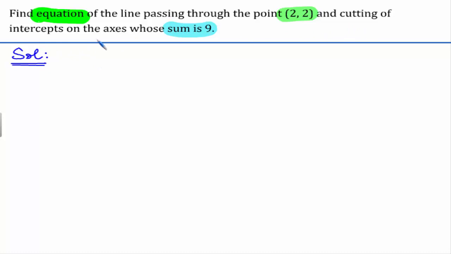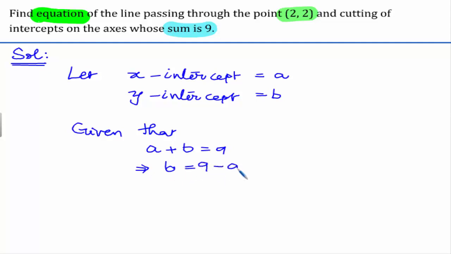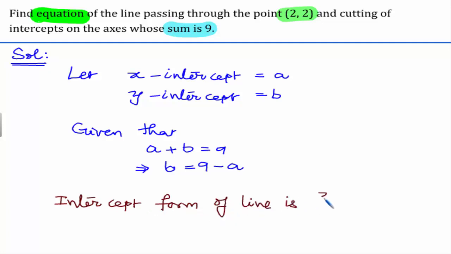Now, as the given sum of the intercepts is 9, let the x-intercept be A and the y-intercept be B. Given that the sum of the intercepts is 9, that means A plus B is 9, that is B is equal to 9 minus A. Now we know that the intercept form of a line is x by A plus y by B is equal to 1.